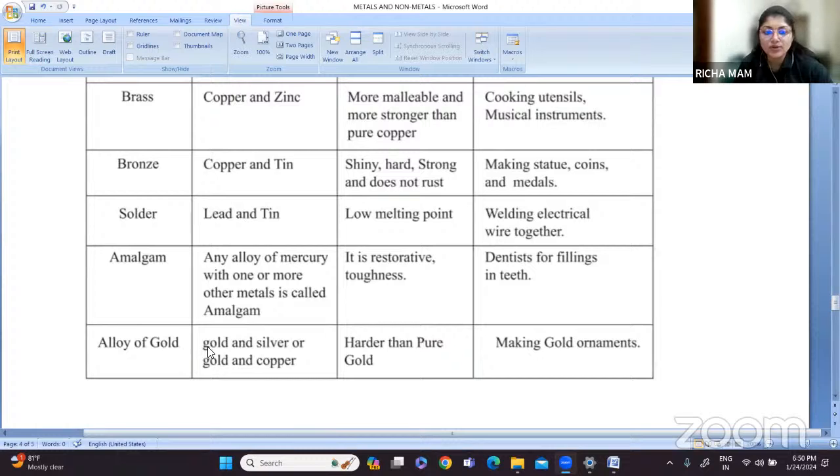Next is alloy of gold. What is an alloy of gold? Either gold and silver or gold and copper. As for properties, these are harder than pure gold. It is used in making gold ornaments.